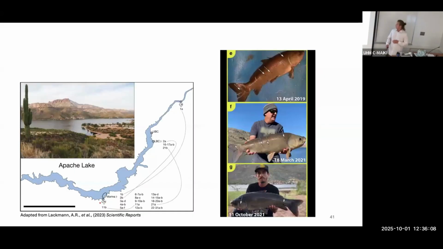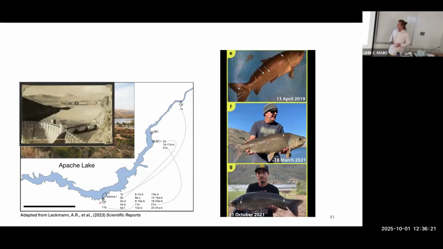And that was surprising for a number of reasons. The first is that buffalo fish are not supposed to be there, so that's well outside their native range. But what we found pretty soon thereafter was that in 1912, Roosevelt Dam was constructed, and it created Apache Lake near Arizona, and a chain of lakes, essentially.